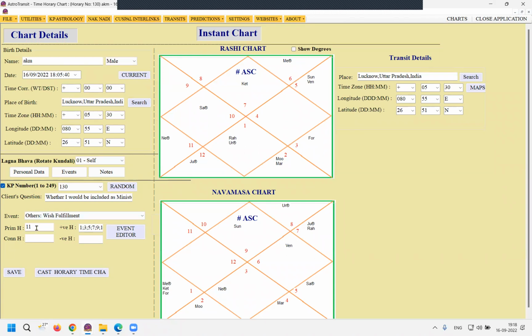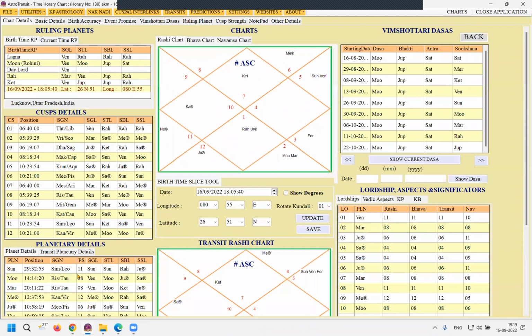The primary house is the 11th house, and the positive houses are 1, 3, 5, 7, 9, 11. So let us cast the chart and see whether this person has the chances to be included as a minister or not. So we have cast the chart, and you can see here the chart with the cuspal details, planetary details, transit planetary details, and dasha, lordship, etc. Firstly, let us check the promise.